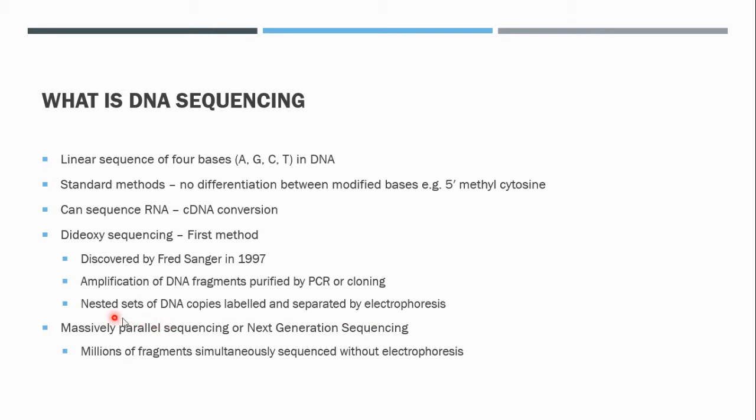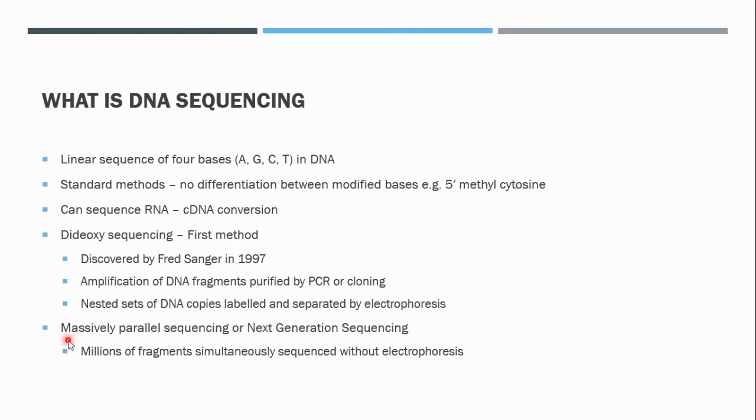And when we talk about nested sets of DNA, we talk about sets of DNA or copies of DNA that are made from the original PCR product or the clone. So nested refers to something within a DNA fragment.